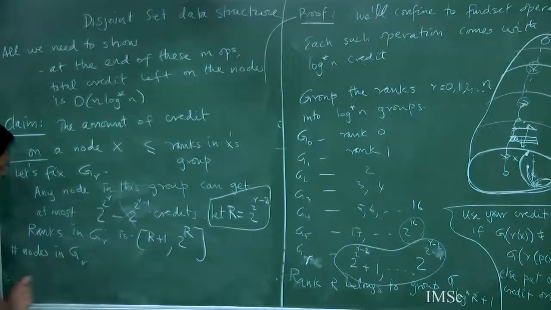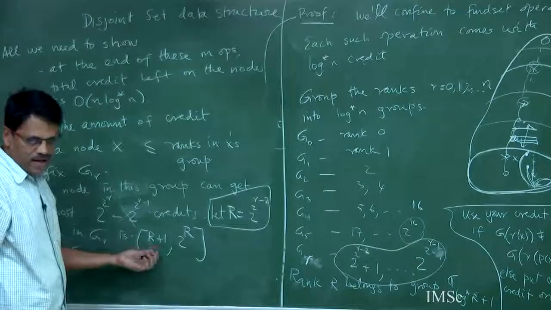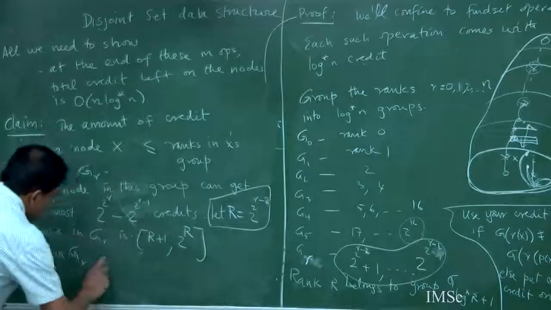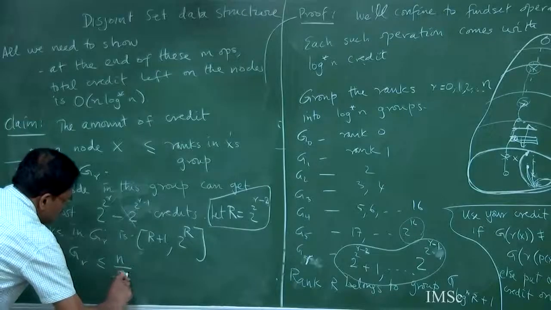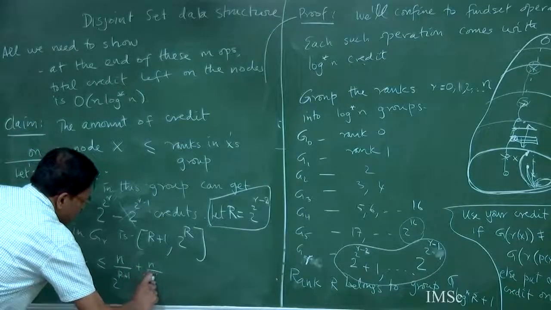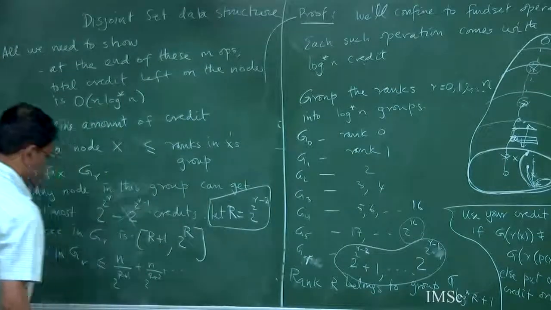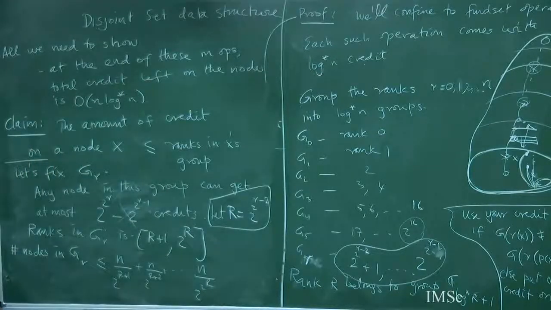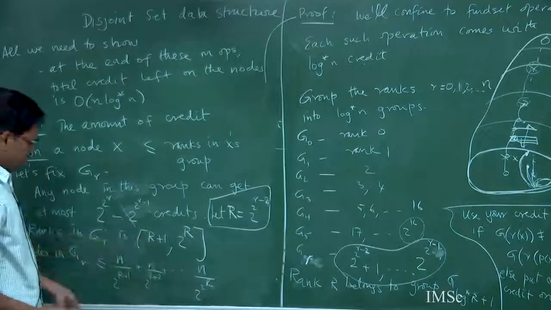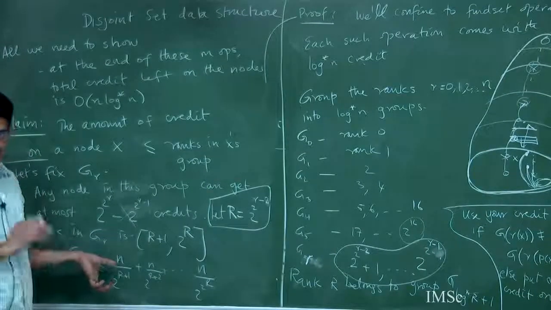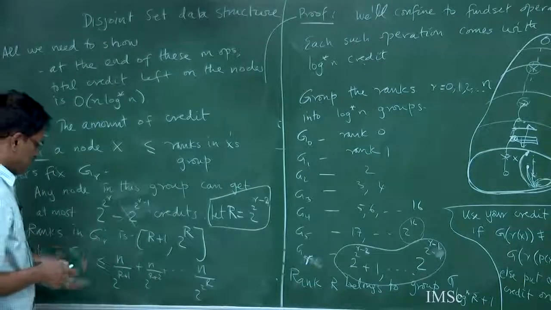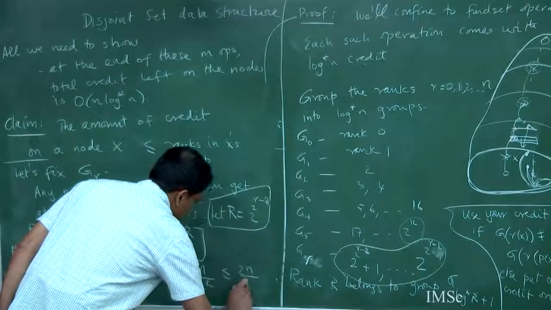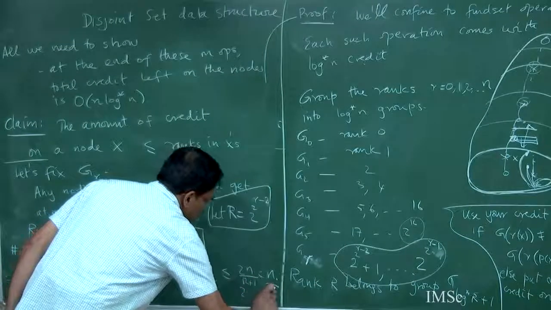in GR. Well, if you fix any particular rank, we know the number of nodes is at most n by 2 power whatever. So this is at most n by 2 power r plus 1 plus n by 2 power r plus 2 plus ... plus n by 2 power r. But this is again a geometric series, so the leading term dominates. You can just multiply by this. So this whole thing is at most 2 into n by 2 power r plus 1. So it's n by 2 power r.